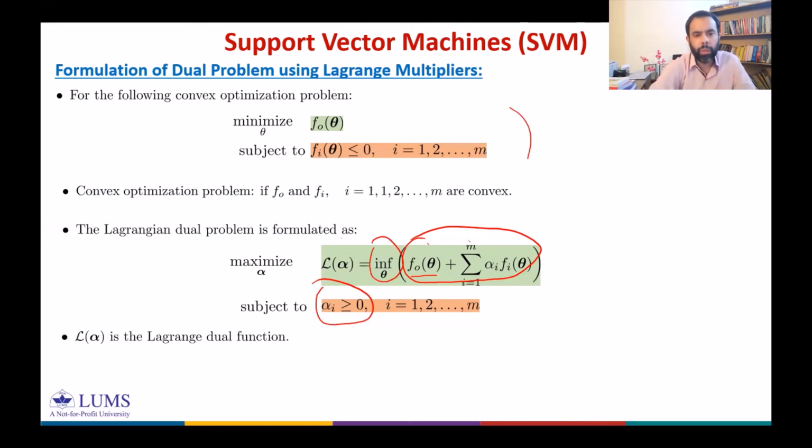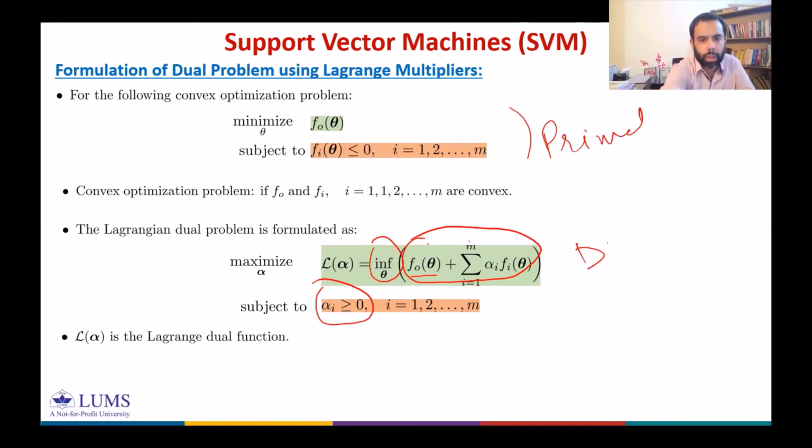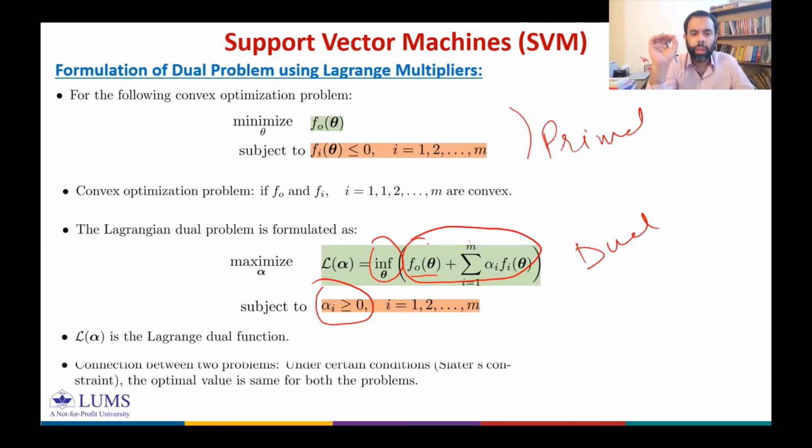So we have a primal problem up here, and this is the dual. The connection between these two problems is that under certain conditions, known as Slater's constraint qualification, the optimal value is the same for both problems. In optimization theory, we say that the duality gap, the difference between the optimal value of the primal problem and the optimal value of the dual problem, is equal to 0.